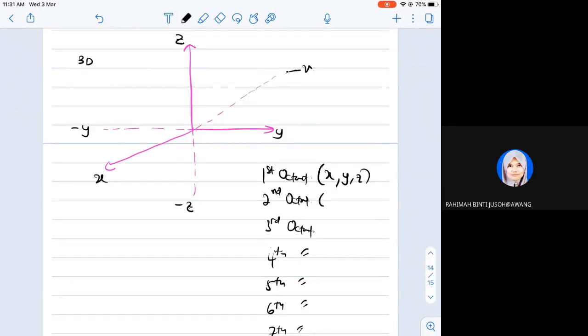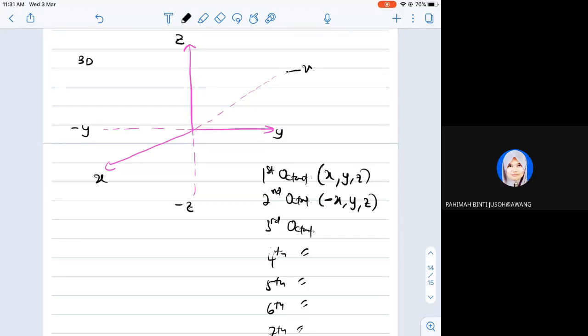Second octant berada di belakang, tapi dia masih lagi di belah atas. Okay, so bila di belakang bermaksud X tu negatif. Y positif ke negatif kalau second octant? Positif. Very good. How about Z? Positif or negatif? Positif. Kenapa positif? Sebab dia berada di sebelah belakang dan atas. Yes, atas. Sebab tu dia positif.